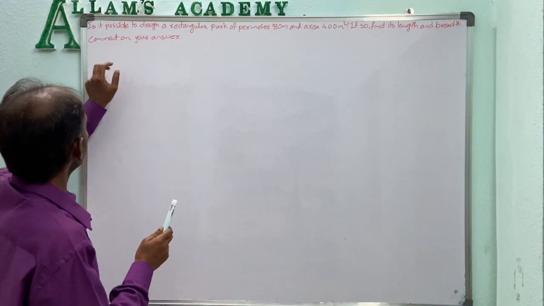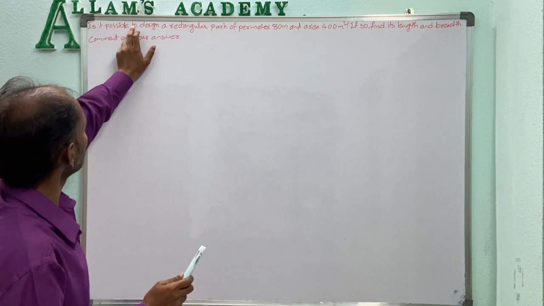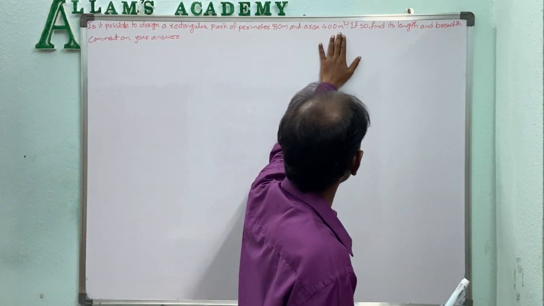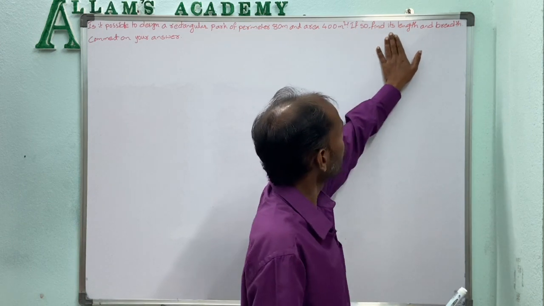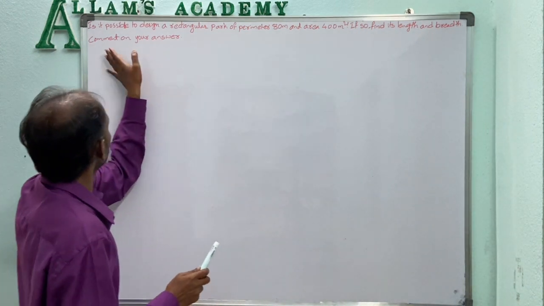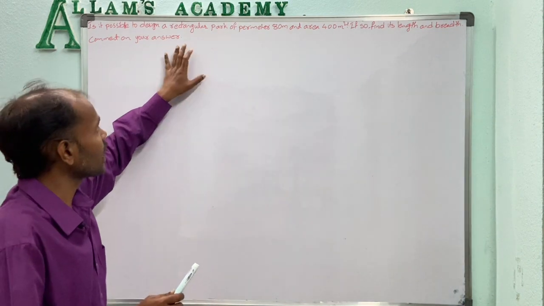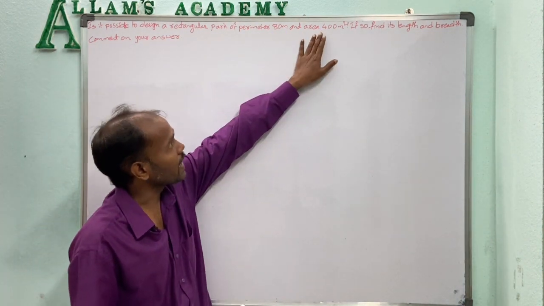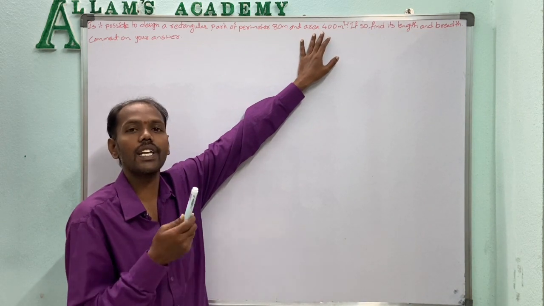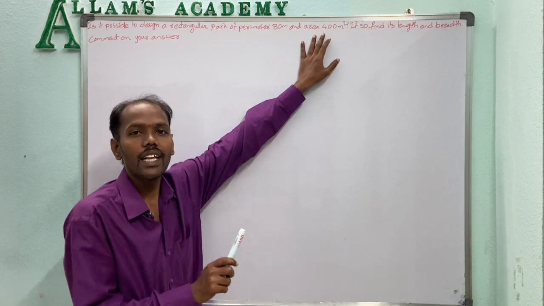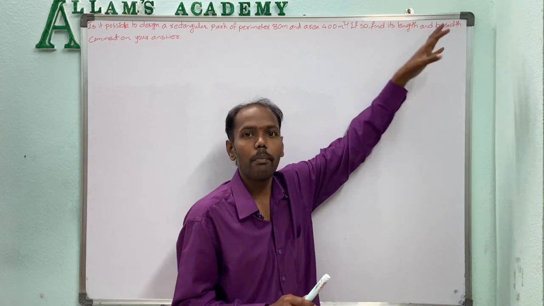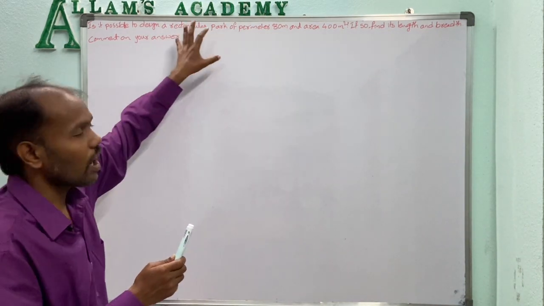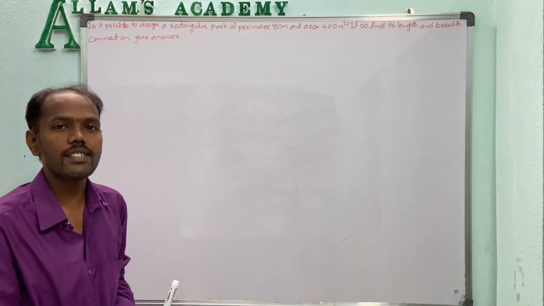The given problem: is it possible to design a rectangular park of perimeter 80 meters and area 400 meters square? If so, find its length and breadth. Comment on your answer. That means here it asks, if a rectangular park with perimeter 80 meters and area 400 meters square is possible, then find the length and breadth. By observing the answers of length and breadth, comment on the rectangular park that is given.